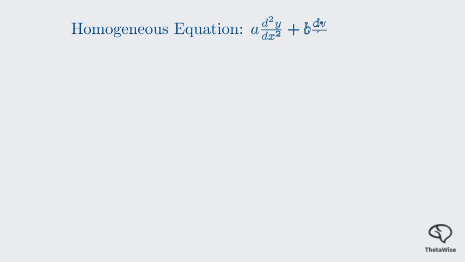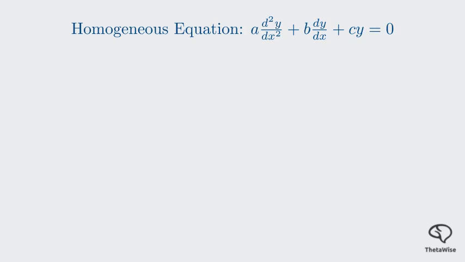This involves solving a homogeneous equation. The general form of a homogeneous equation is a times the second derivative of y plus b times the first derivative plus c times y equals 0. The key is the equals 0 on the right side. To solve this, we make a clever guess for the solution. y is e to the power of mx, where m is a constant we need to find.